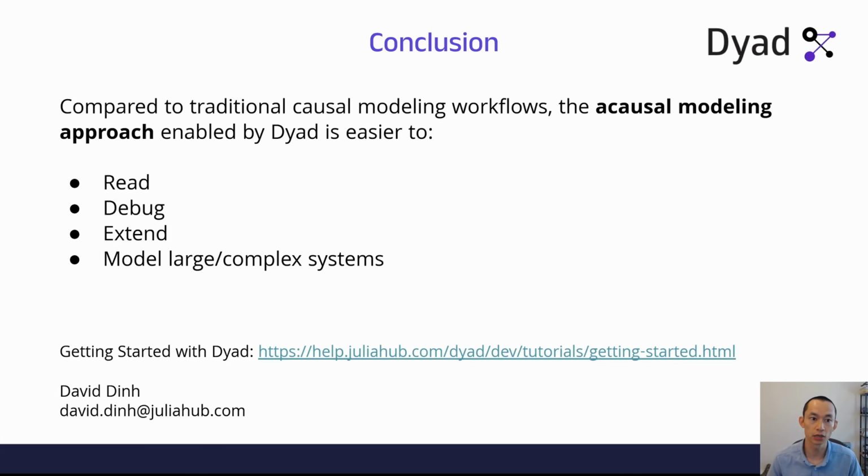So in summary, compared to traditional causal modeling workflows, the Acausal modeling approach enabled by Dyad is easier to read, it's easier to debug, to extend, and to model larger systems. We saw how easy it was to read and debug as we looked at the block and the code-based representations of these models. We saw how easy it was to extend our RC model to build an RLC model. And of course, that makes it easier to model larger and more complex systems.